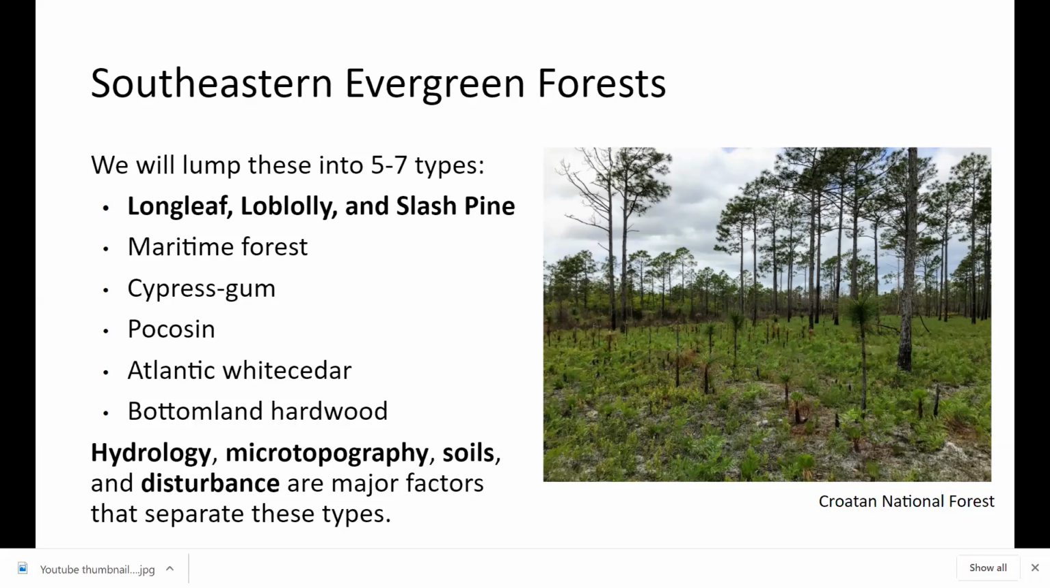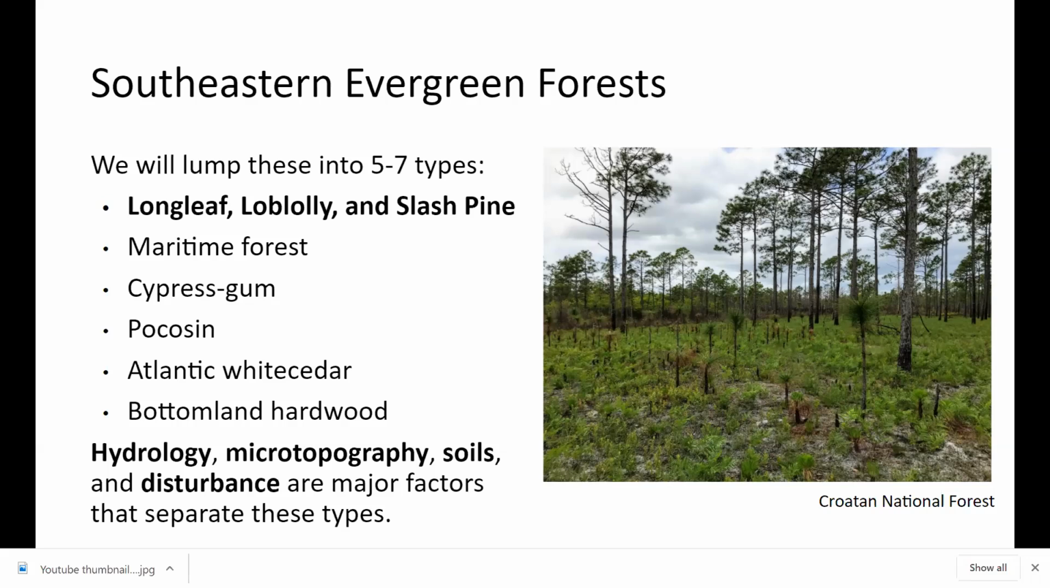Now in the coastal plain, you might not think that topography matters a whole lot, but actually the microtopography can make a big difference in terms of what kind of forest you would expect on a certain site. Other things that are important, of course, are hydrology, how wet that forest type is, the soils, as I mentioned earlier, whether they're mineral or organic soils, and then disturbance.